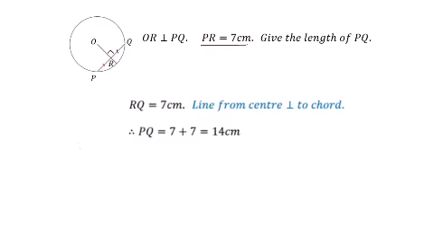That's why we said QR or RQ is also 7 centimeter, and the reason was that line from the center is perpendicular to the chord. That's why they ask you to calculate the given length of the PQ. So PQ is this whole thing. 7 plus 7 will give you 14 centimeter as your final answer.